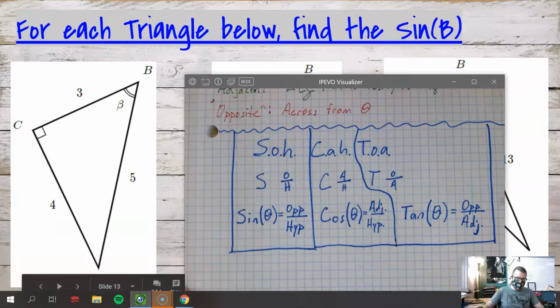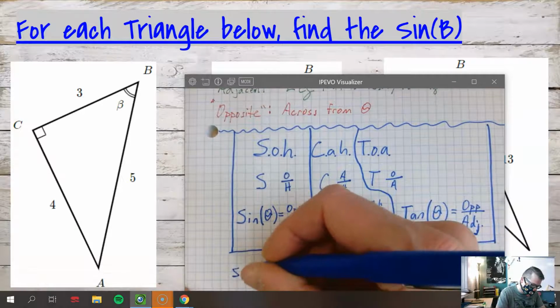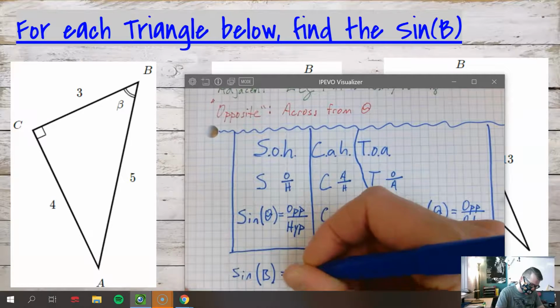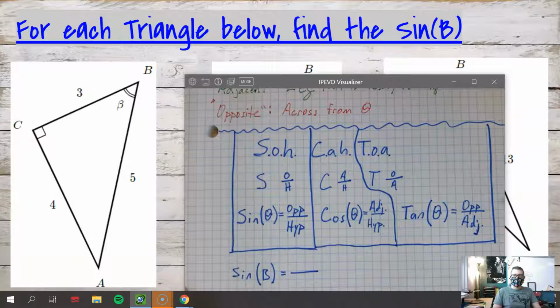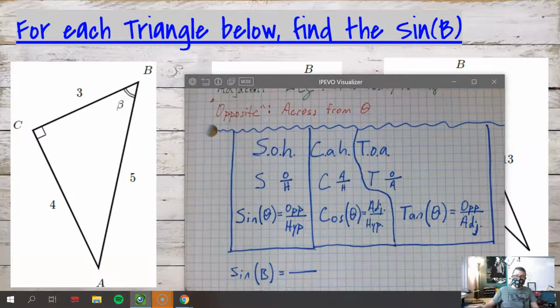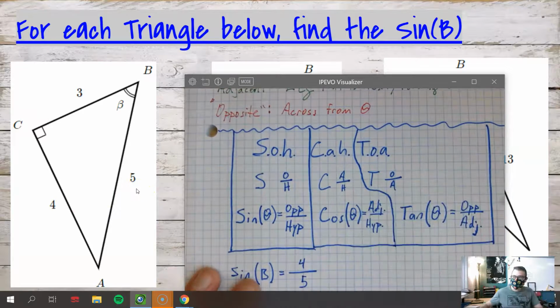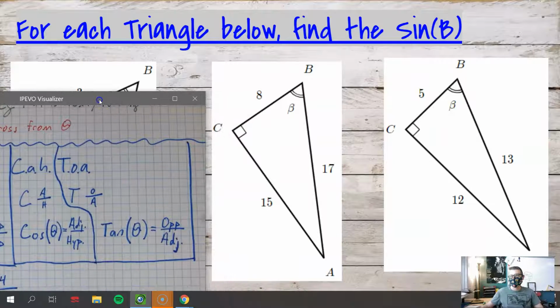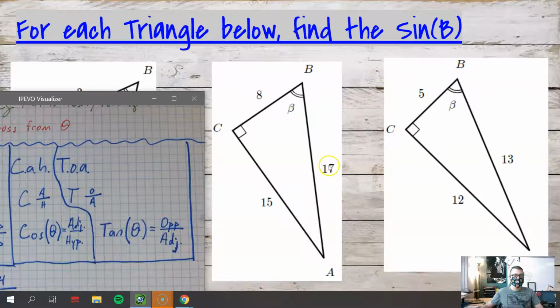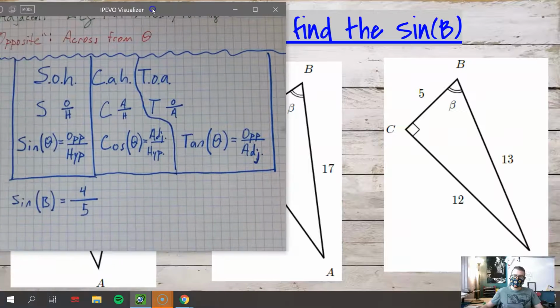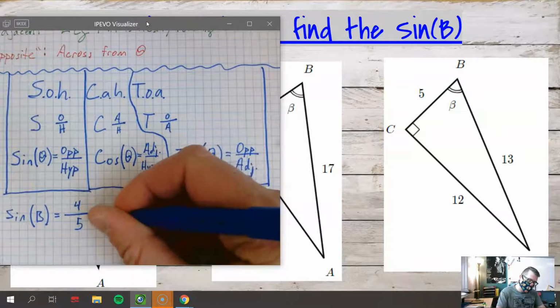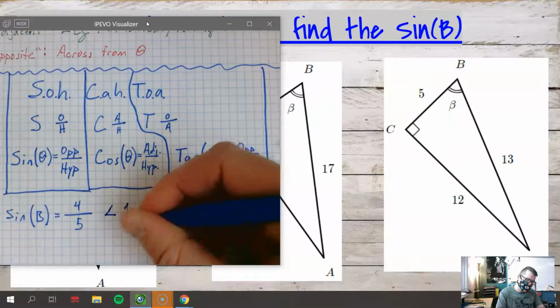So the sine of B, and we're not going to necessarily do all 3 for each of these. The opposite over the hypotenuse, 4 over 5. 15 over 17. And 12 over 13. Notice that that's always going to be less than 1.